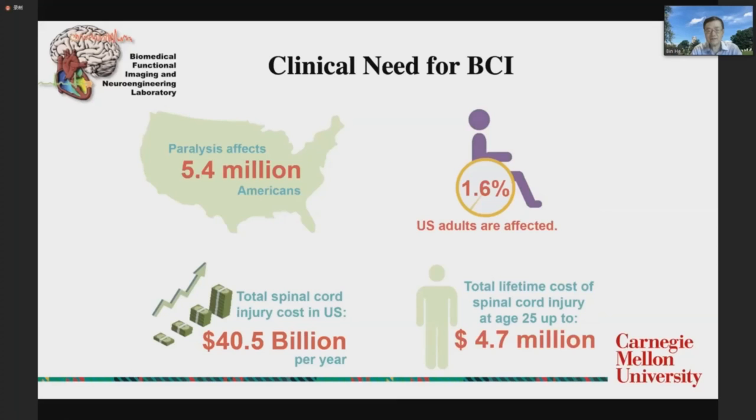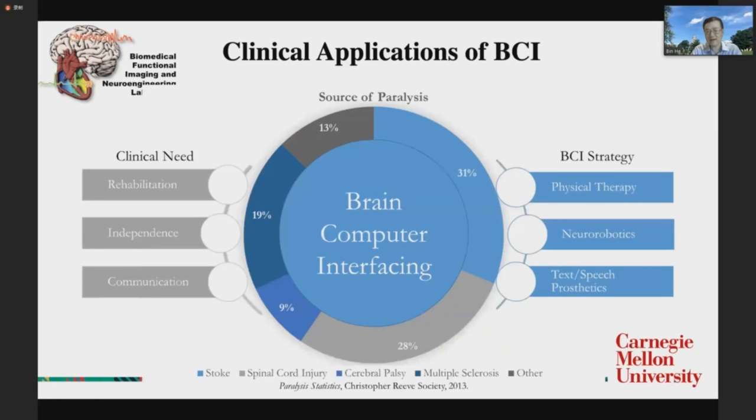I want to give you some statistics based on the USA alone, and I know different countries would have different numbers. In the United States, more than 5 million people are paralyzed. It costs the United States every year more than $40 billion to treat spinal cord injury, a single disease alone. So this is really a big burden to the public and society, not to mention there are many other diseases.